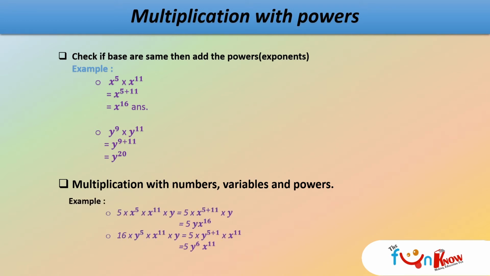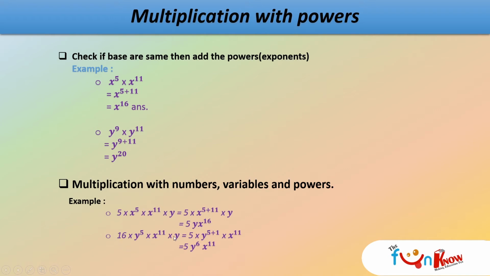Multiplication with numbers, variables, and powers. Let us see an example, students. 5 into x raised to 5 into x raised to 11 into y. If this is the expression, we'll write 5 as it is. This has a common base, so we will write x raised to 5 plus 11, into y. Then our answer will be 5y as it is and x raised to 16.